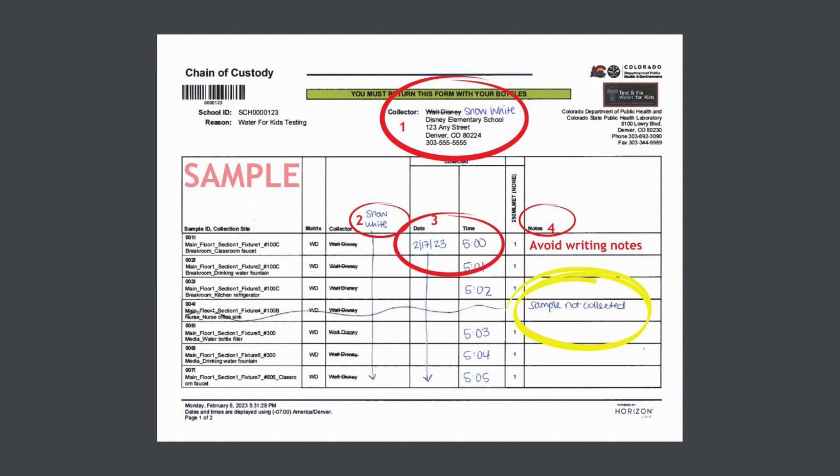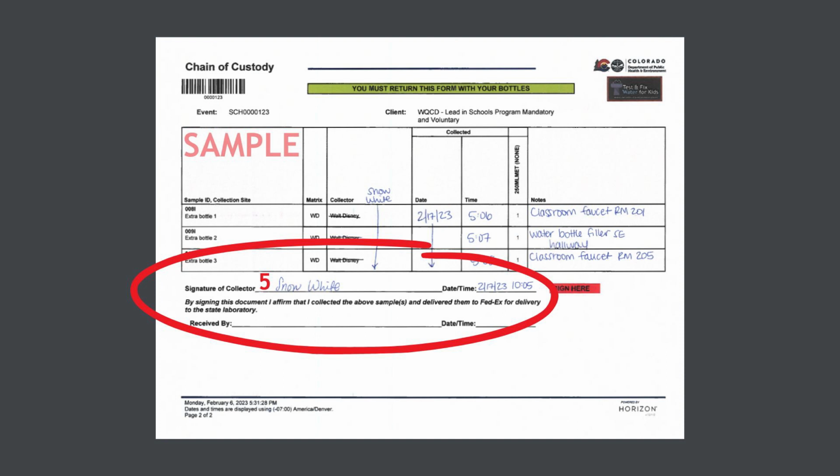You can see that we crossed out sample number 4 and wrote sample not collected. You can write that in, just please give us a reason of why the sample was not collected so that we don't need to call and follow up. On number 5, you can see the signature of collector line needs a date and a time, so make sure to put the time that you signed. Also, make sure it's on the signature of collector line, not on the received by line. And so those are some common mistakes that we've seen.